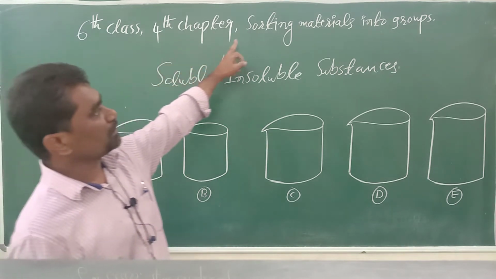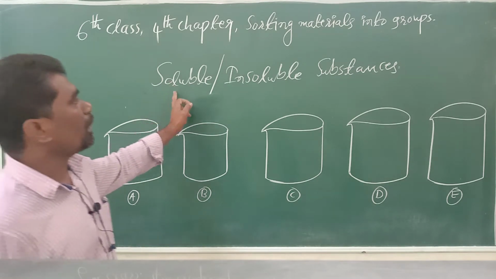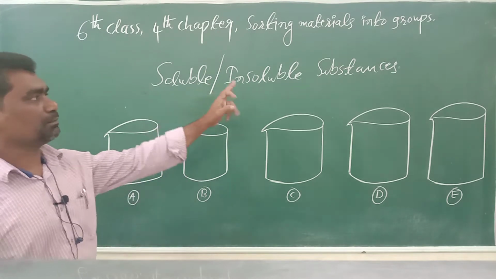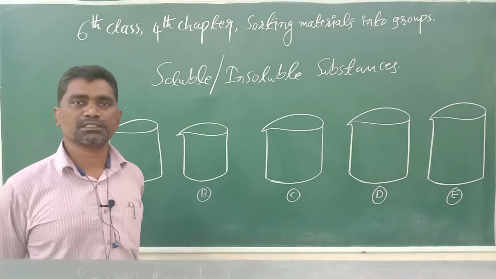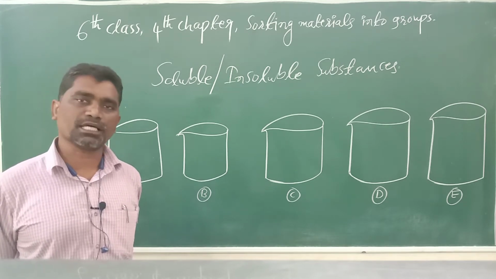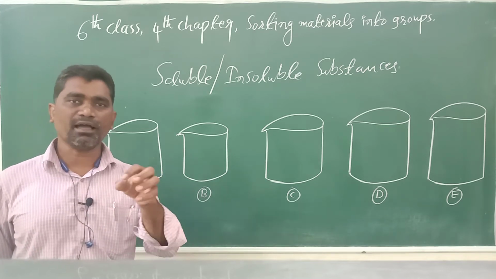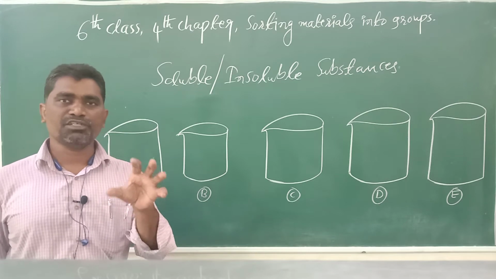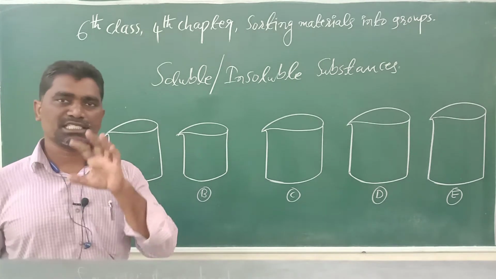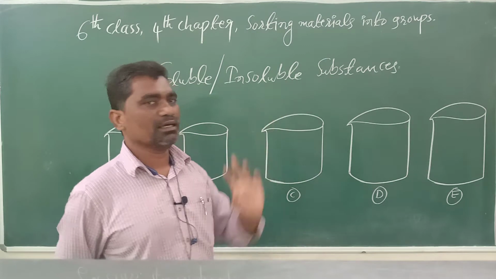6th class, 4th chapter, sorting materials into groups. Okay, so here the topic is soluble or insoluble substances. What is the meaning of soluble substances? Substances which can dissolve in water, which can disappear inside the water. These substances which disappear inside the water are called soluble substances. These substances which don't disappear inside the water are called insoluble substances.